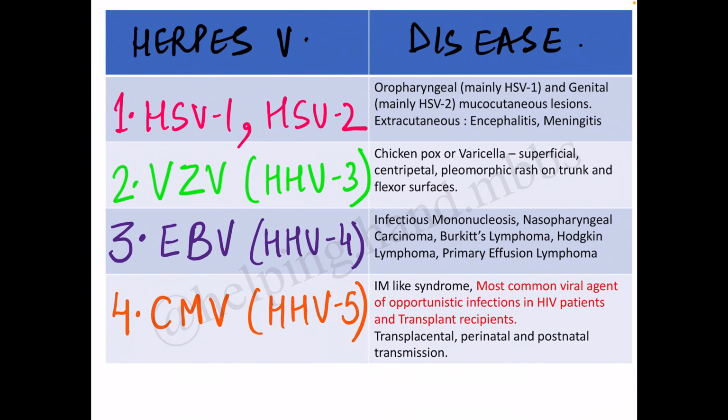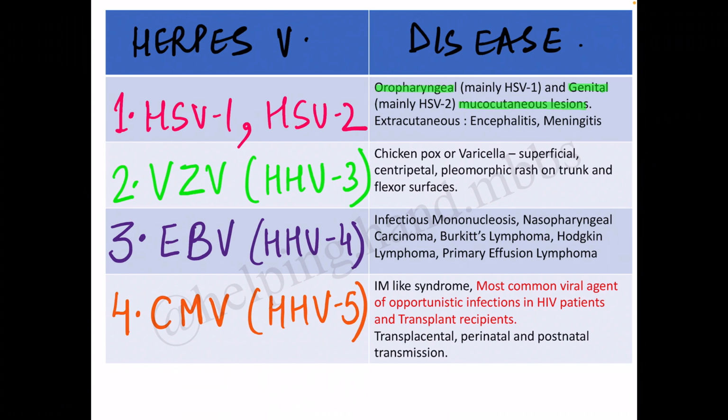In this, I told you already that we have 8 human herpes viruses, but out of them, 5 are important. HSV 1 and 2, that is herpes simplex virus 1 and 2, cause diseases like oropharyngeal and genital mucocutaneous lesions. Oropharyngeal, you can remember this, I remembered it very easily, that oropharyngeal is the upper part of the body, so 1 is always above 2.